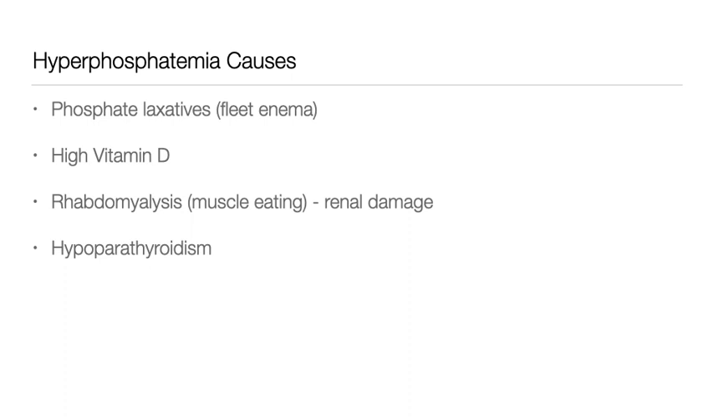Hyperphosphatemia can be caused by phosphate laxatives, so you're putting a bunch of phosphate in these patients. High vitamin D. Rhabdomyolysis, you're going to be breaking down that muscle and causing a lot of phosphorus release. Muscle renal damage, if you can't excrete it. My grandmother actually takes a phosphate binder with her meals because she's on dialysis and needs to have that phosphate not absorbed in her gut because her kidney cannot excrete it. Hypoparathyroidism might also cause it.